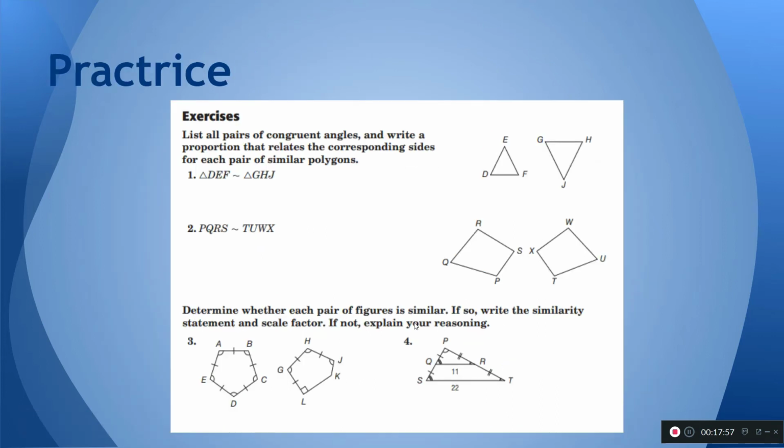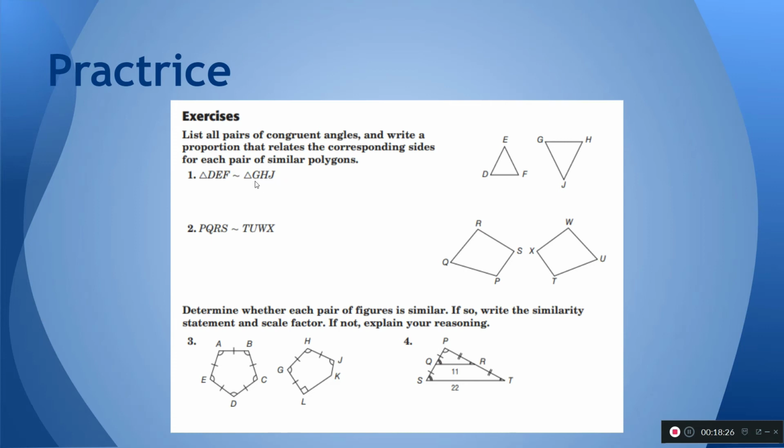Okay, so some easy exercises here. It wants us to list all pairs of congruent angles and write a proportion that relates the corresponding sides of each pair of polygons. We've done this in the examples, so look back to those examples if you need some help there. All you need to do is list out each angle and which angle it is congruent with in the other figure. If you're having trouble figuring out where to start, compare DEF to GHJ.